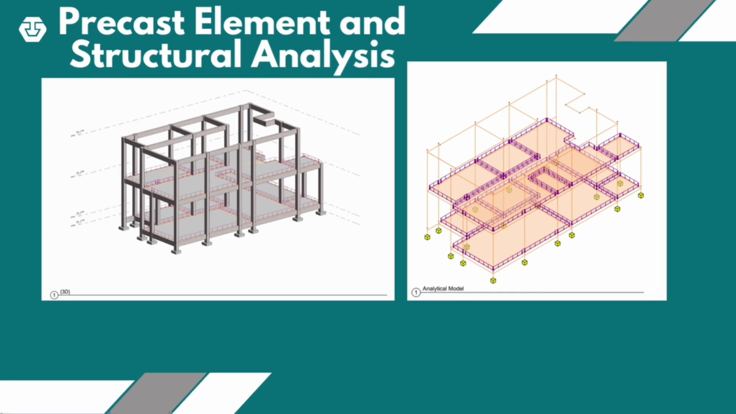I'm going to talk about precast element and structural analysis. The precast elements of this project are columns and beams. The 90 columns were used and the size of the columns is 300 x 300 mm, while the beams are 200 x 400 mm. The size of the column stump is also 300 x 300 mm, while the footing size is 600 x 600 x 200 mm. The next figure shows the structural analysis.